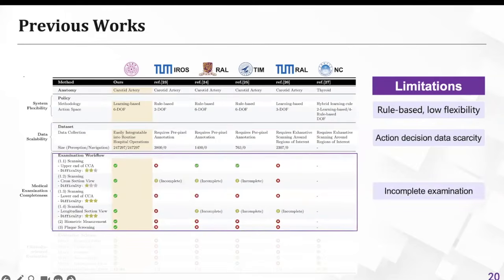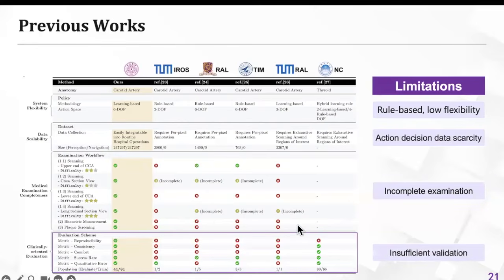Third, the scanning protocol is incomplete. It focuses only on scanning without linking to the downstream biometric measurement and plaque screening. Finally, the validation in previous work was done at a relatively small scale. The maximum they validated was three unseen people, and in our work we validate on 41 people. Also, we not only evaluate the model from the success rate, which means the robotic system can acquire high quality ultrasound images, we also evaluate from the perspectives of repeatability, consistency with doctors, comfort, and quantitative errors.